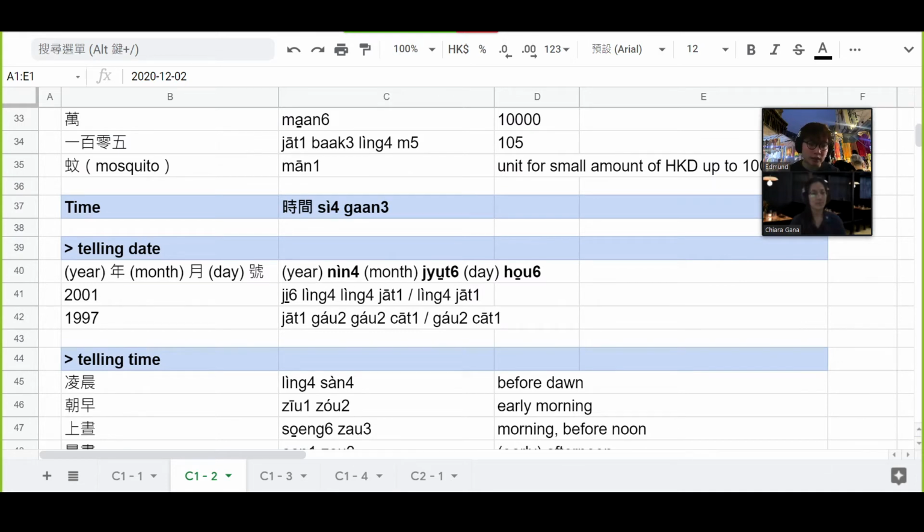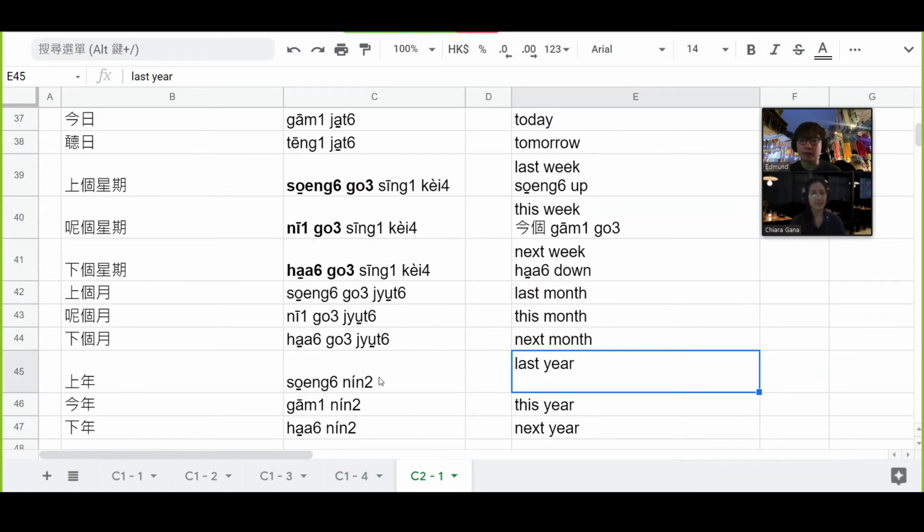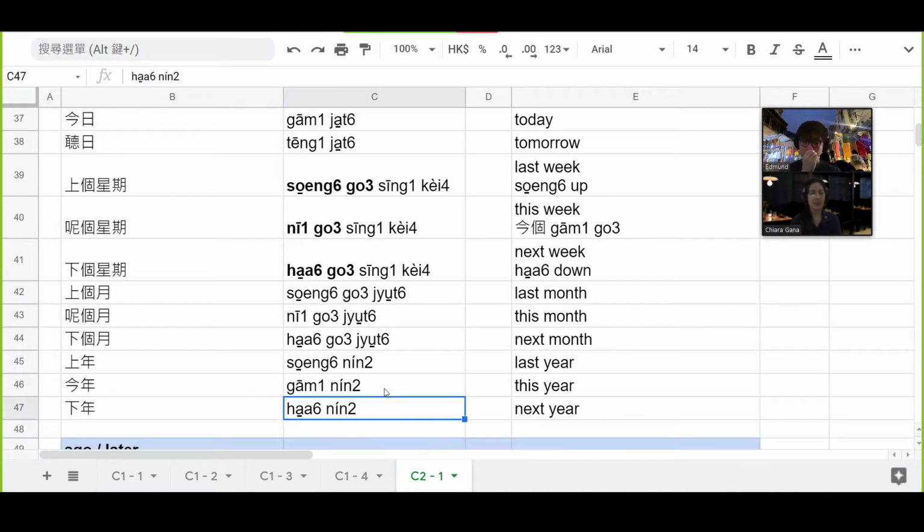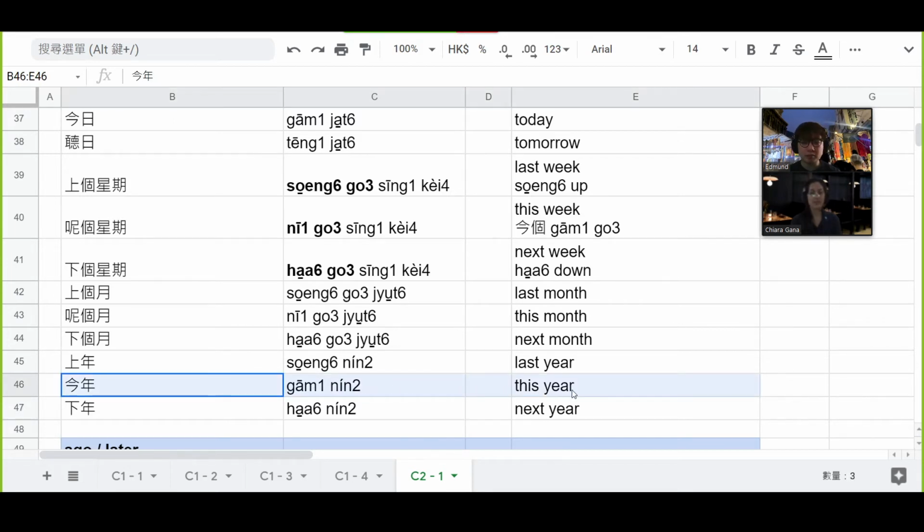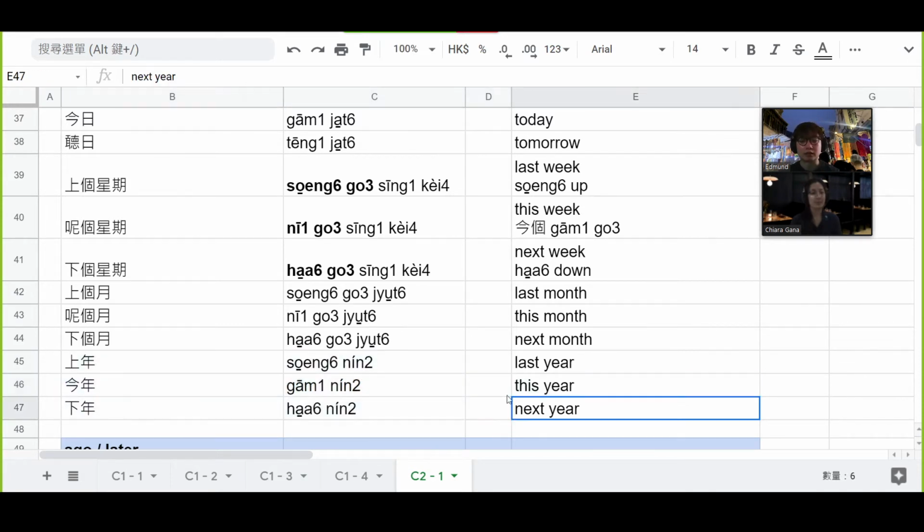For example, this year is 21年. This is 年 here, fourth tone. But here, when we are saying this year, last year, next year, it will be 年: 上年, 今年, and 下年. Some people occasionally pronounce this like 今年, but usually second tone for these three.